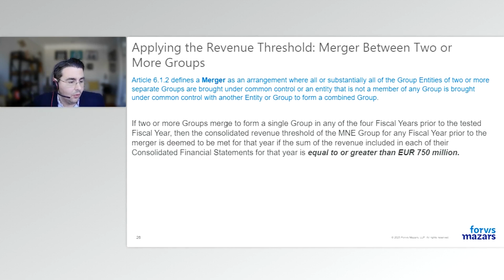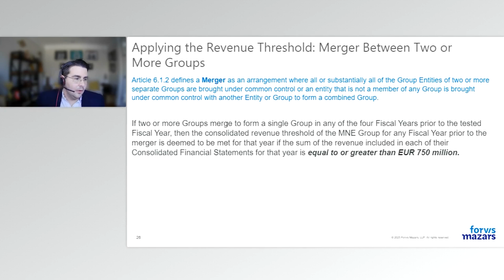So what the model rules say, and we'll go through a quick example of how that works, is if two or more groups merge to form a single group in any of the 4 fiscal years prior to the tested fiscal year, then the consolidated revenue threshold of the M&E group for any fiscal year prior to that merger is deemed to be met for that year if the sum of the revenue meets the threshold of equal to or greater than 750 million euro. So let's do a quick example here.